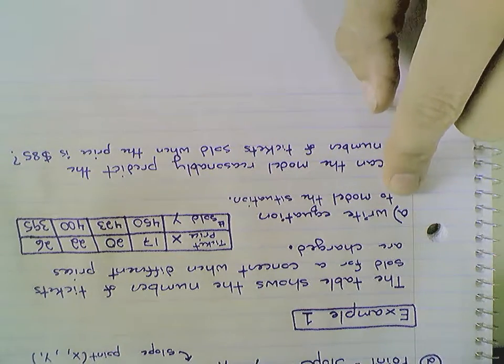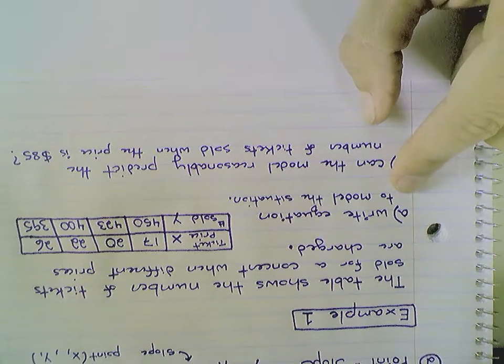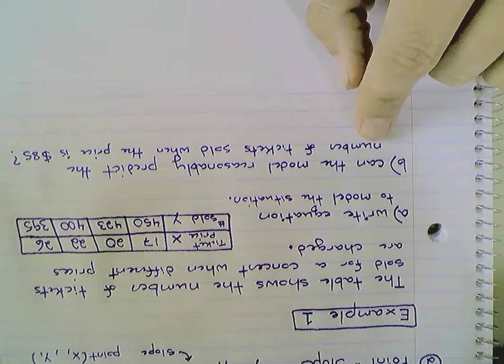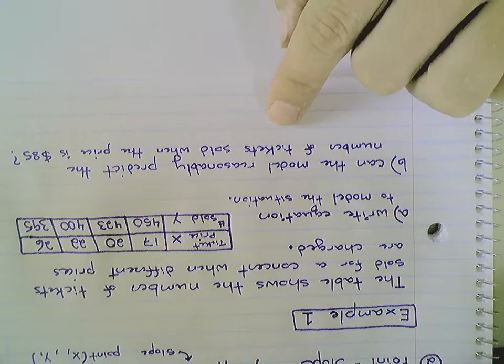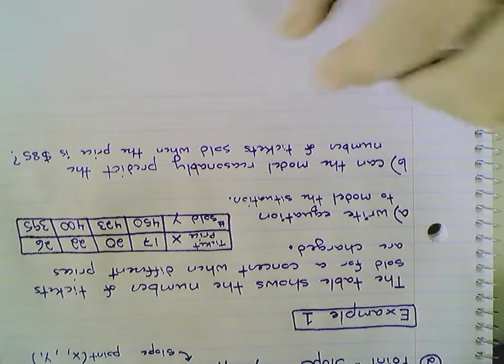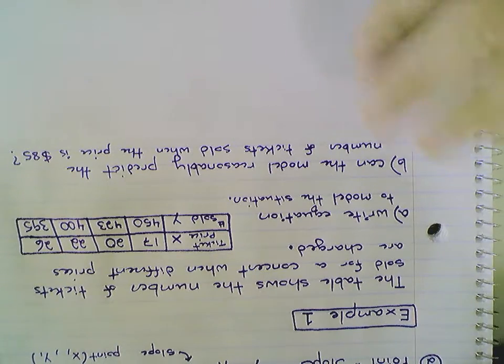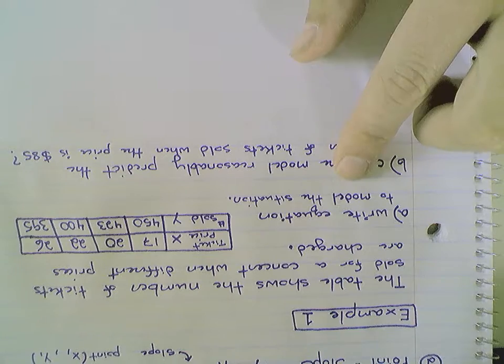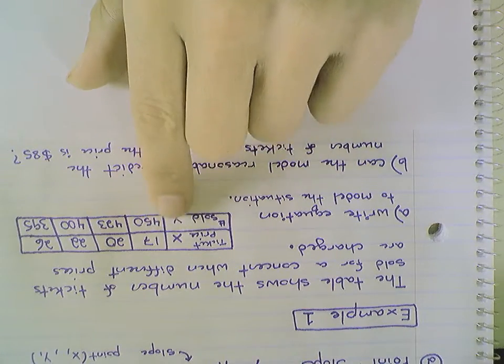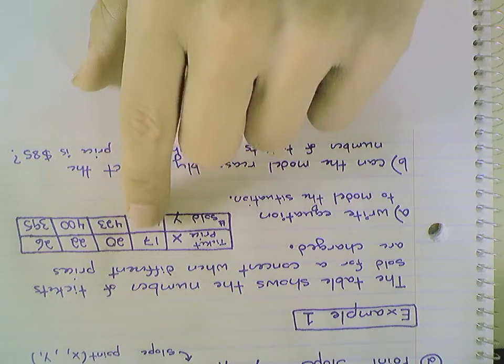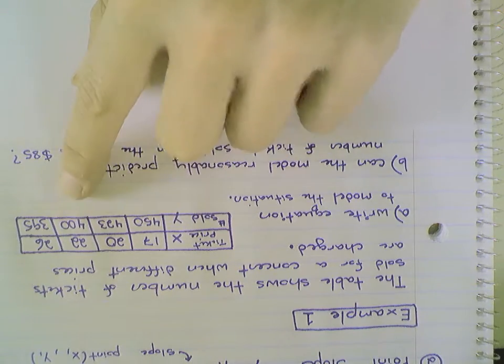Part A wants us to write an equation to model the situation, and then part B asks, can the model reasonably predict the number of tickets sold when the price is $85? If we want to write an equation to model the situation, the first thing we want to look at is what we're given. Notice that we're given x and y values. Each of these can be represented by a point.